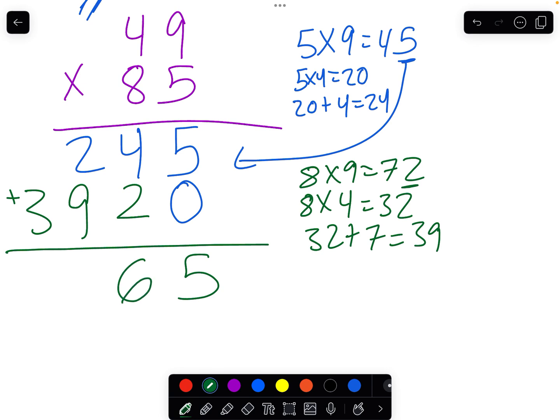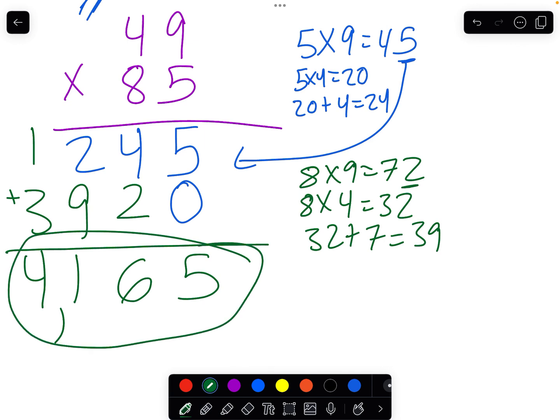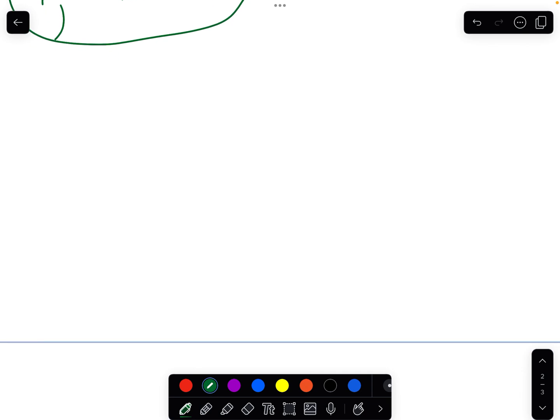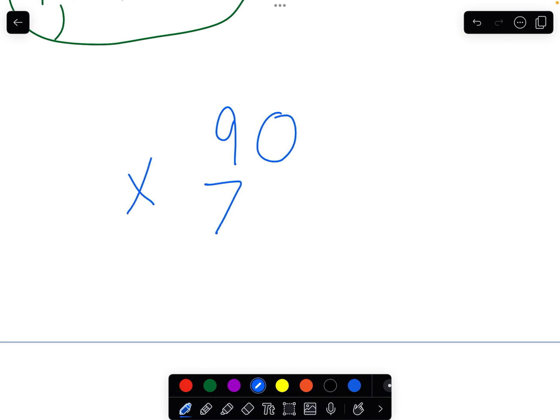5 plus 0 is 5. 4 plus 2 is 6. 9 plus 2 is 11. 3 plus 1 is 4. What's our answer? 4,165. Okay, how about one more just for kicks? This time, let's do 90 times 75.